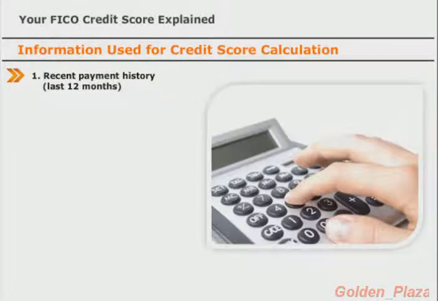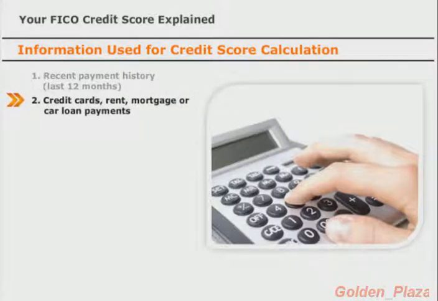Recent payment history over the last 12 months. This has the greatest weight because 35% of your FICO score is based on your payment history. Recurring late payments affect your FICO negatively. Credit cards, rent, mortgage, or car loan payments, their number and amount can also affect your score. Bankruptcies, foreclosures, tax liens, and judgments all negatively affect your score. Having a foreclosure or bankruptcy on your record may lower your FICO score by as much as 100 points.